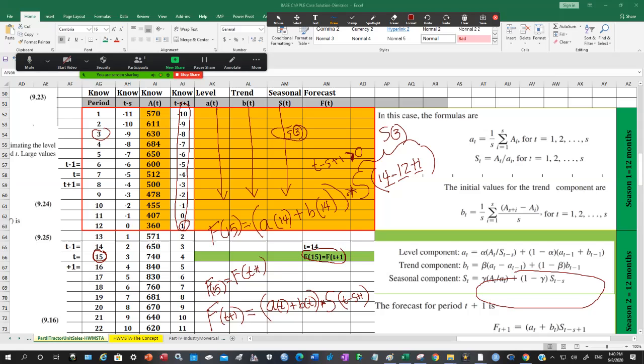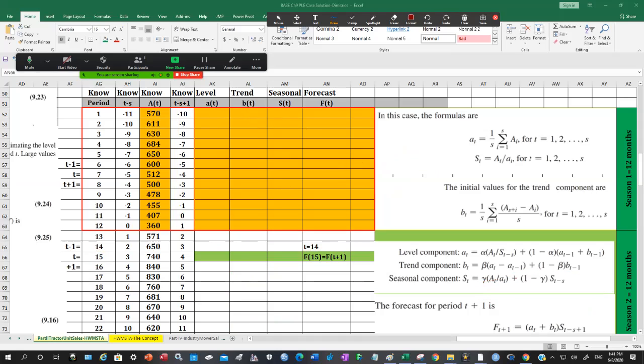Okay. So this is the trick right here. If I wanted to find f of 13, the forecast of f of 13, right? That is equal to the level component of, let's be careful here.